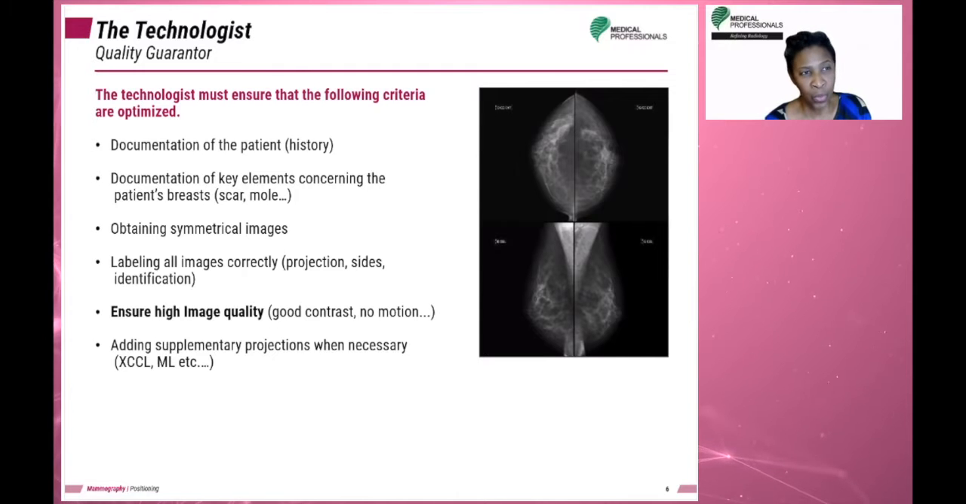So that you also check with the patient. If it's a screening mammogram, there should not be a palpable abnormality. So that will move it into the diagnostic range. So for screening mammogram, the patient should say that, no, I have nothing, I didn't feel anything, and then you can go on with your screening.